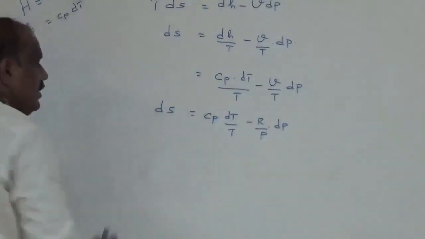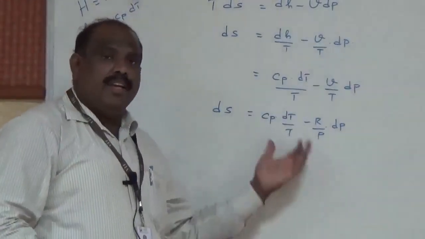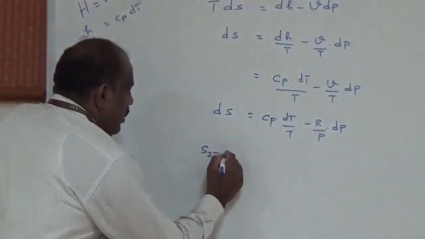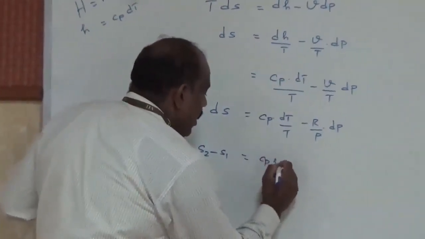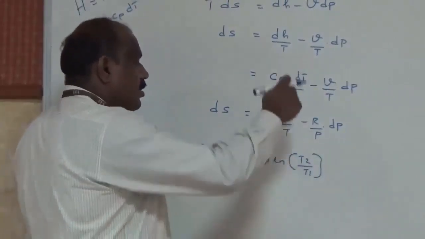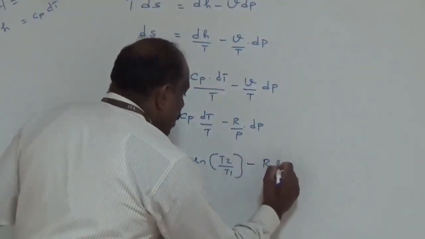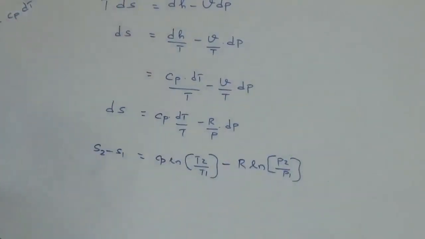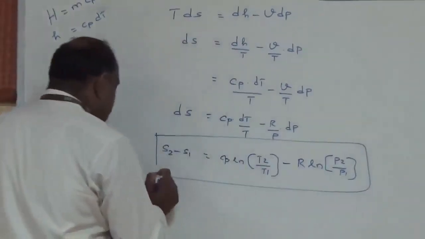So what is the left hand side? dS. Now the terms are okay. Here we have dT by T and dP by P, so we can integrate. Integrating the entire thing, it will become S2 minus S1 equal to Cp into ln of T2 by T1, because it becomes ln T, upper limit minus lower limit, minus R into ln of P2 by P1. Okay, so this is the second formula for the change in entropy.